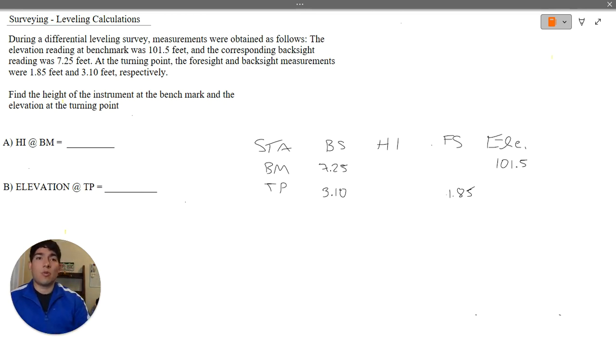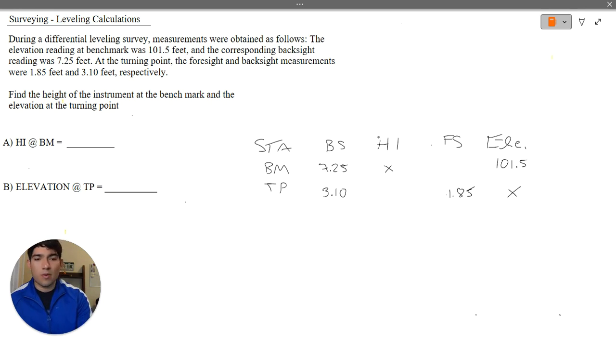What we need to find is the height of the instrument at the benchmark. So we need to find this right here. And then we need to find the elevation at the turning point, which is this right here. One thing that you need to know about the surveying problems for the FE exam is that you're not given the formulas for height of the instrument, foresight, back sight, elevation, all that stuff. You're not given any of that in the FE reference manual. So you want to try and remember these.